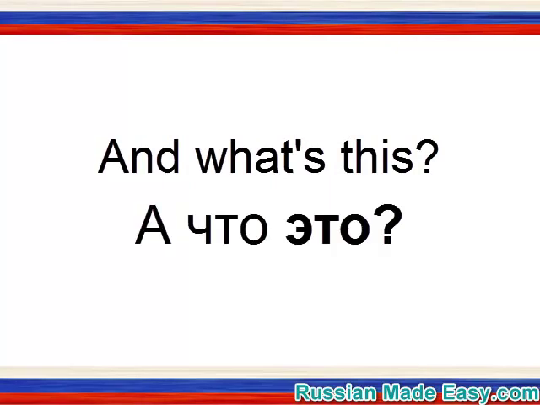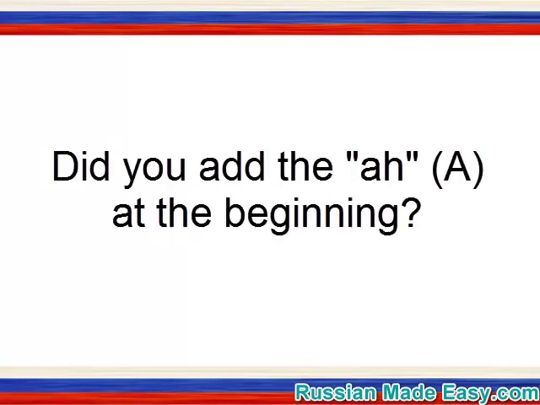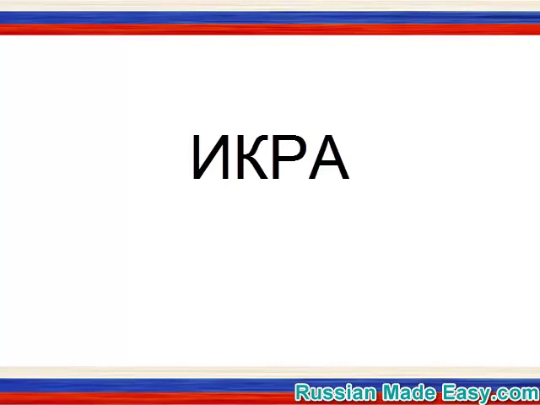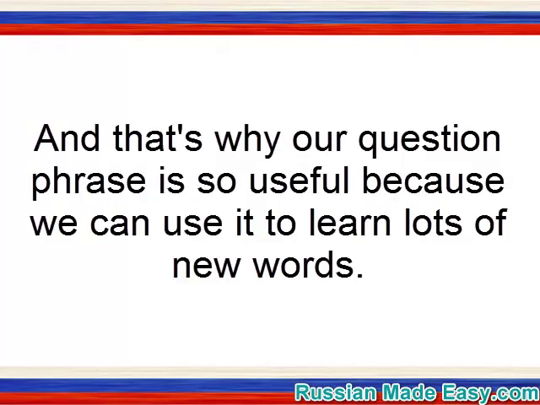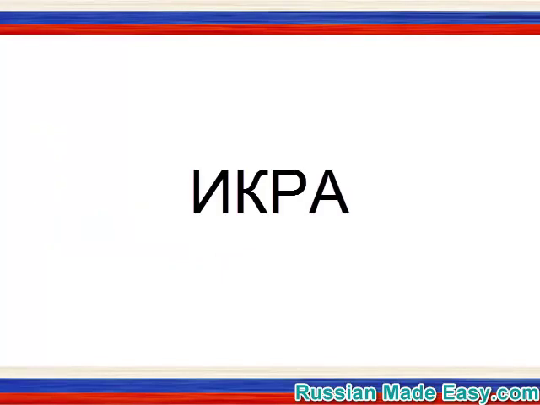А что это? Did you add the а at the beginning? Anyway, she points to the red fish eggs and tells you, Это икра. So, икра is the Russian word for caviar. And that's why our question phrase is so useful, because we can use it to learn lots of new words, kind of on location. So let's repeat the word for caviar one more time. Икра.